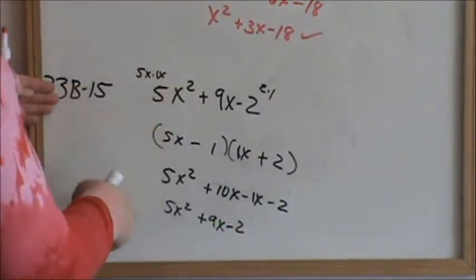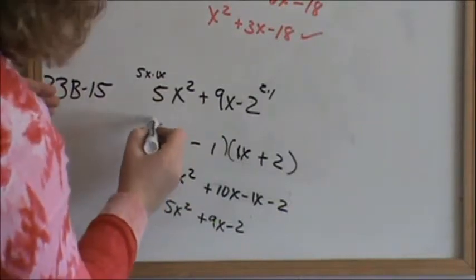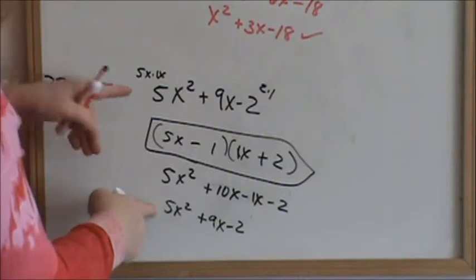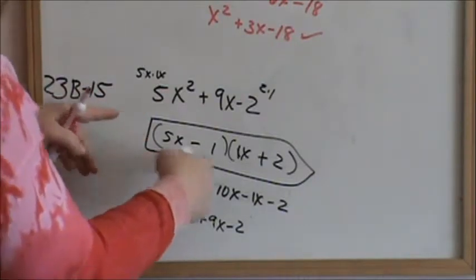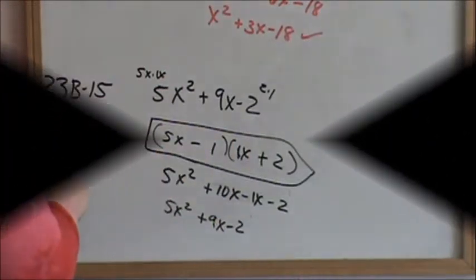So don't give up on these, okay? Keep trying different things just as I did until you can FOIL it out and get your original answer, okay? Just keep trying, moving things around, moving your numbers, moving your signs.